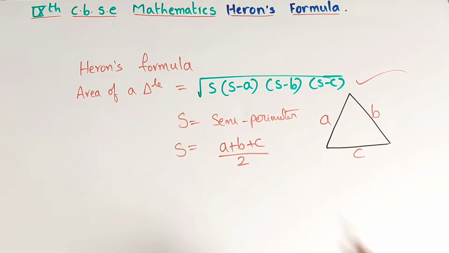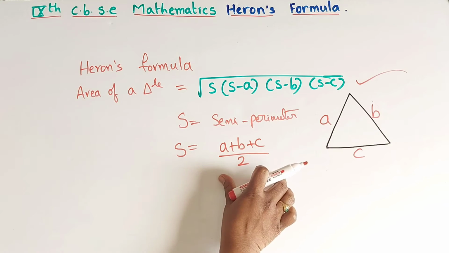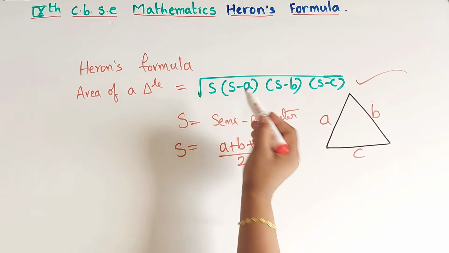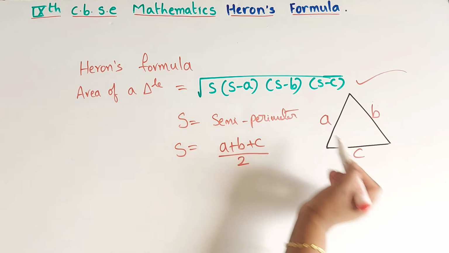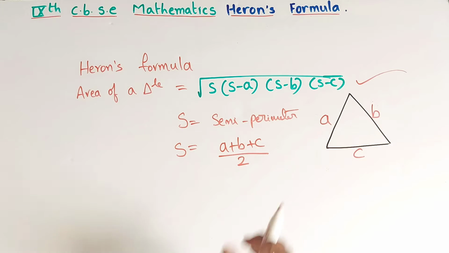This is very simple to remember also children. Root of S. S means semi-perimeter, A plus B plus C divided by 2. You will find out the value. And inside, S minus A, S minus first side, S minus B, second side, S minus C, third side. That's it. Now we can see the applications of this formula children by doing some questions.